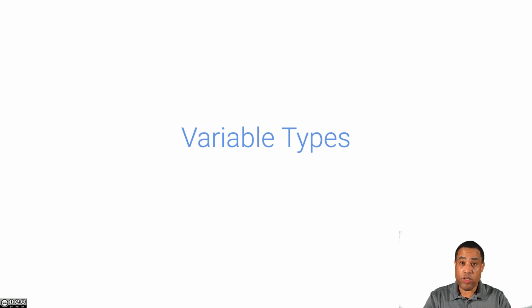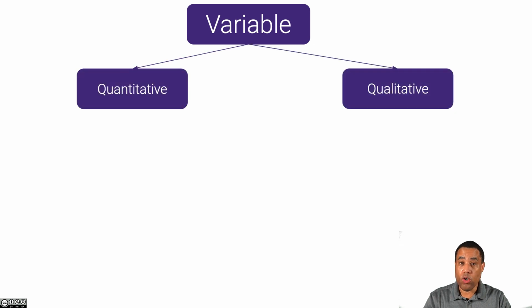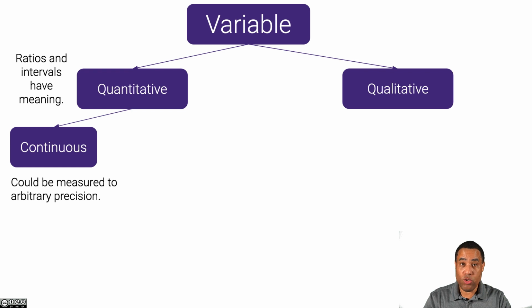Let's talk about the different types of variables. So a variable can be either quantitative or qualitative. Now for quantitative variables, ratios and intervals have meaning. An example of a quantitative variable is a continuous quantitative variable. Now that variable could be measured to arbitrary precision, and examples of a continuous variable include price and temperature.